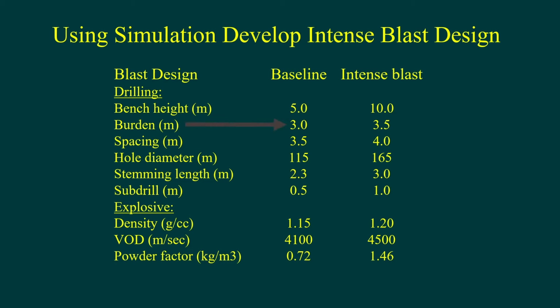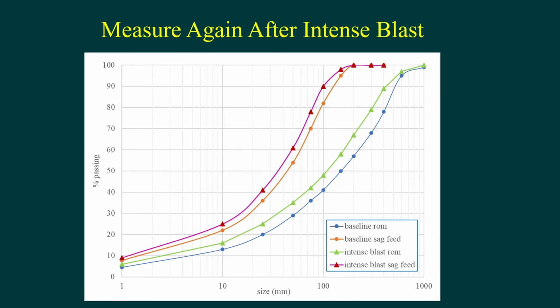And you can see here the burden and spacing changed slightly, but it's not too far. The intense blast is not too far from the baseline. So they implemented the intense blast and then re-audited both the ROM and the SAG mill feed. And you can see here in the graph, we've gone from the baseline ROM to the intense blast ROM, and you can see the shift to a finer size distribution, which in turn was propagated through to the SAG mill, and you can see the SAG mill feed reduced in size as well.